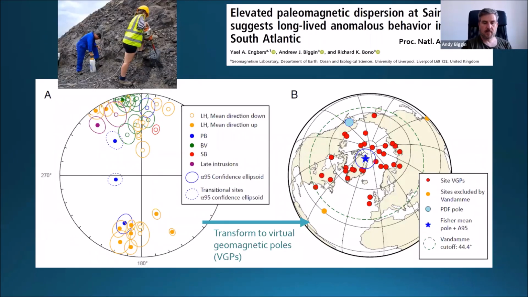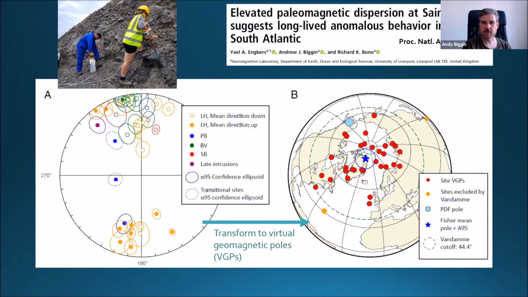Okay, so I've talked about reversal frequency and dipole moment and the average strength of the field. Another aspect of paleomagnetic behavior that we can measure is something called paleosecular variation, so the directional variability of the field. So I'll illustrate that through this study which we published last year.